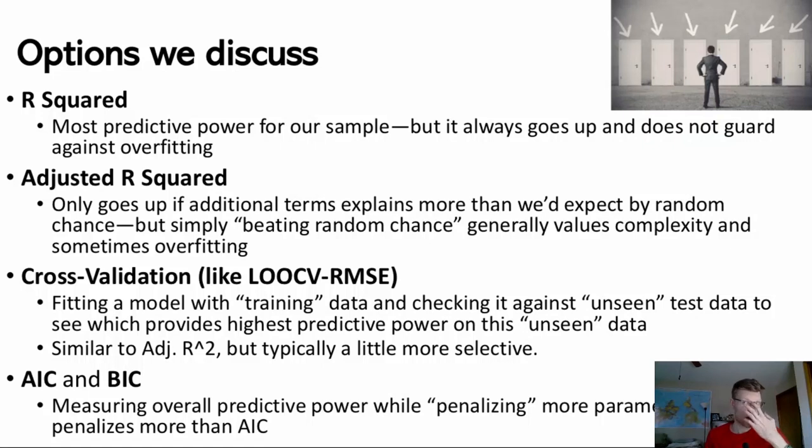But typically we're going to want to use either cross-validation or a measure like AIC or BIC when we're doing some serious model selection. So cross-validation we have actually seen before, just what's called one-fold cross-validation, where we split our data into training data and test data. We fit our model on the training data, and then we see how well it's predicting the test data using that particular model.